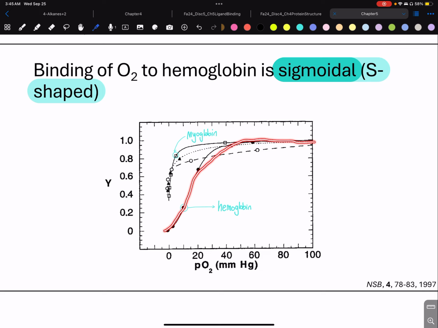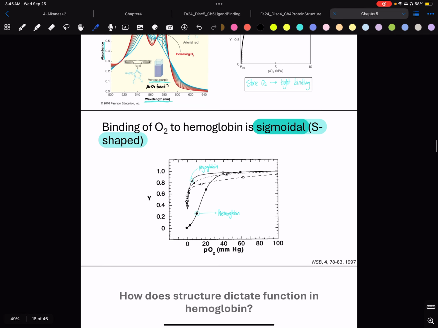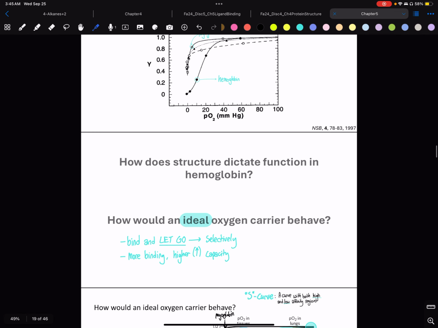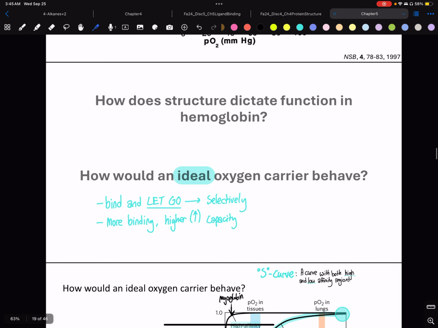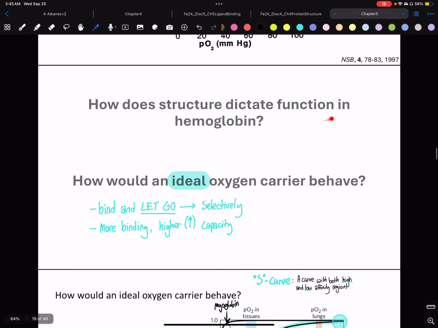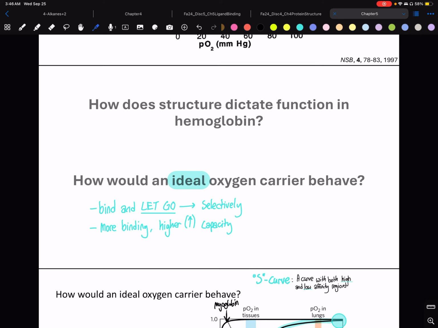And this S-shaped curve is really nice. It's very important and very interesting. But jumping off of that for a quick second, we're going to return to that. How does structure dictate function in hemoglobin? This will come a little bit later, but it will bring into effect the binding behaviors of O2 and how that may change from site to site on the hemoglobin. Because remember, hemoglobin is a tetramer and it has 4 binding sites. And all those sites will have different affinities, which we'll talk about later.